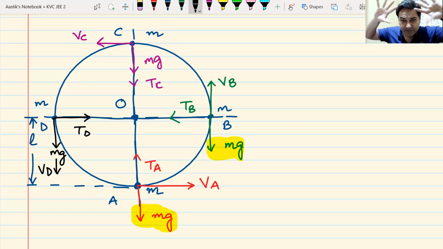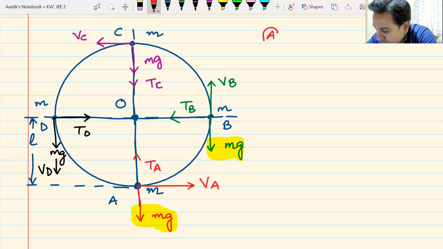Can I have some raised hands? Let me understand this. Okay, so far so good. Nothing has changed. I have changed absolutely nothing, just drawn the free body diagram. Now what I will do is write equations, and let us start from point A. Equations at point A.